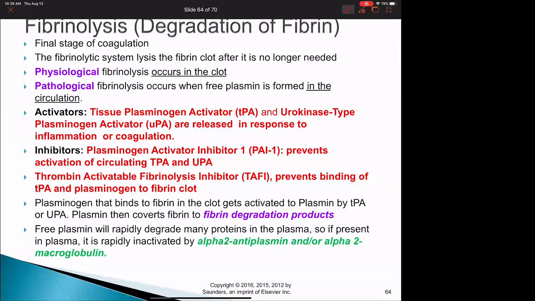Physiological fibrinolysis occurs in the actual clot. Pathological fibrinolysis occurs when free plasmin is formed in the circulation. And there are conditions in which free plasmin can be formed in the circulation. All right, so plasmin, what is plasmin? Okay, we're going to cover that right now. All right, so for fibrinolysis to occur, we need activators and we need inhibitors. Okay, so the activators are tissue plasminogen activator or TPA.